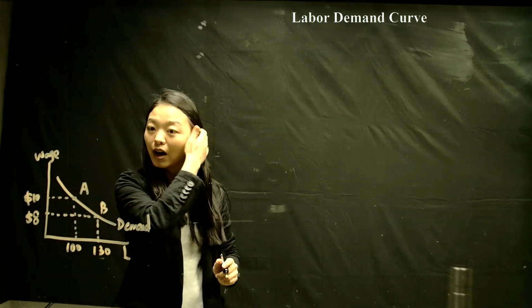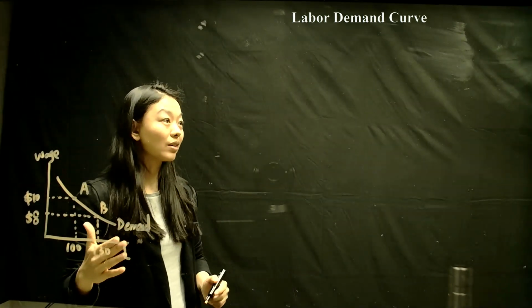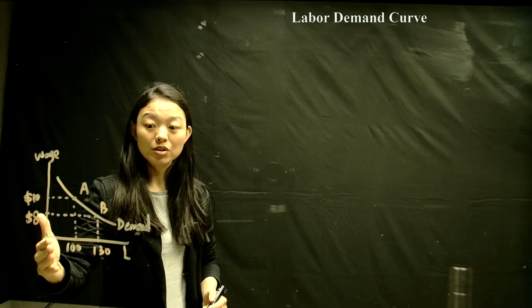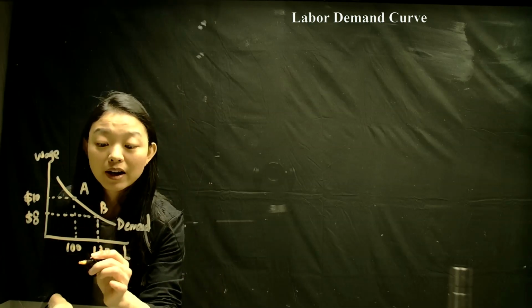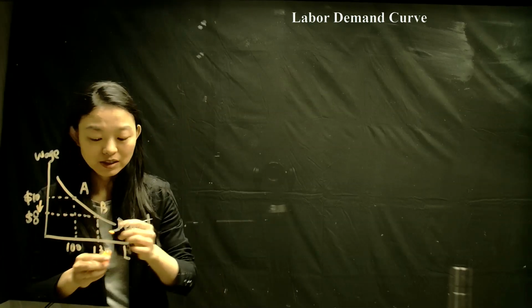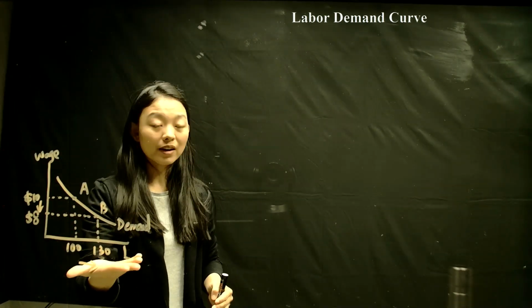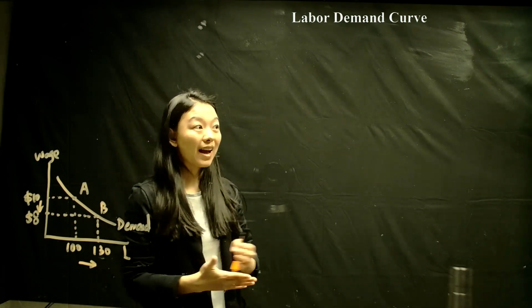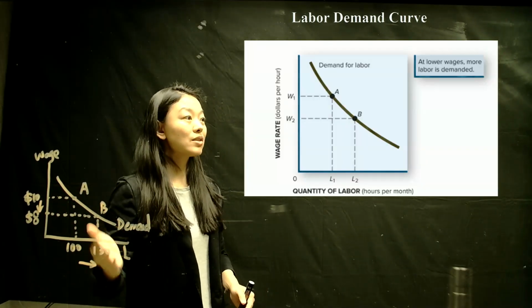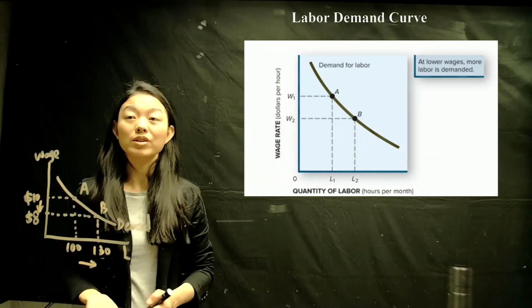So you can see from A and B, we can compare that as the wages decrease, firms and corporations would like to hire more workers, right? So we say that wages and labor demand are actually negatively related. This is the typical labor demand curve, downward sloping.